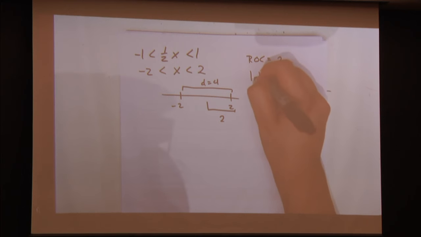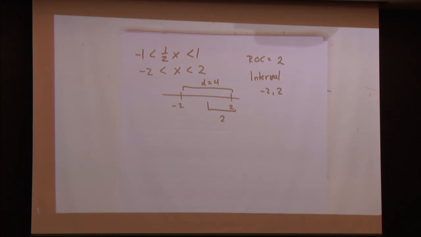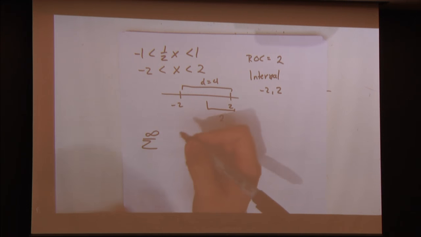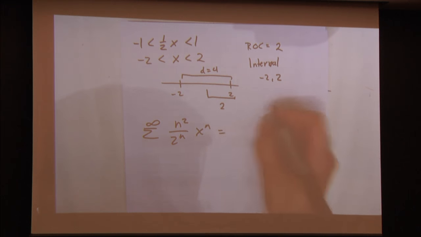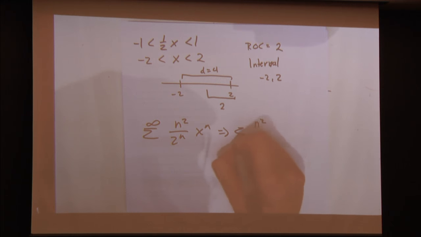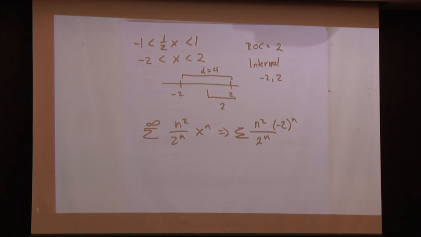The interval of convergence is from -2 to 2. We have to check bounds. We can't just automatically decide they're either convergent or divergent. So let's do that. We have our original series of n squared, 2 to the n, x to the n. But we have x's this time. This time, x is going to be -2. If x is -2, that means we have a series of n squared over 2 to the n, -2 to the n. This simplifies. We get n squared, -1 to the n.